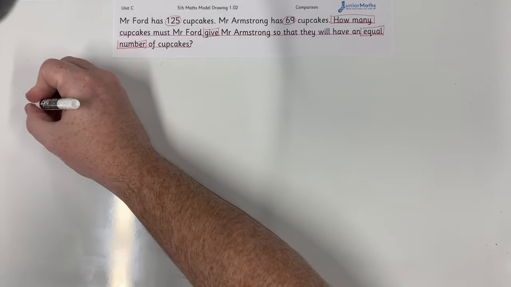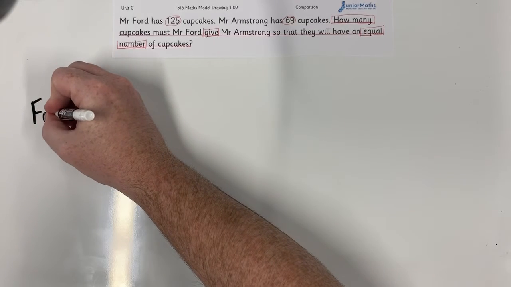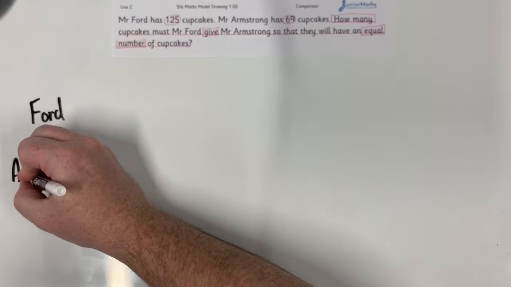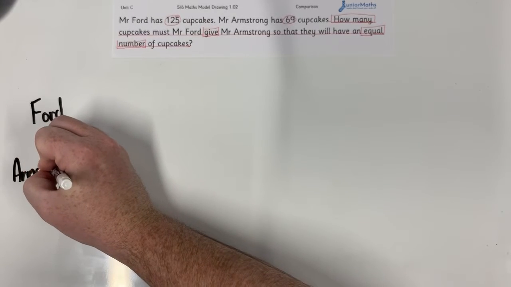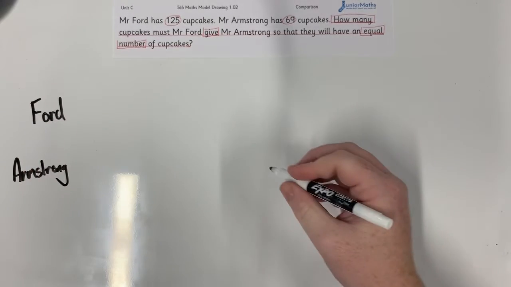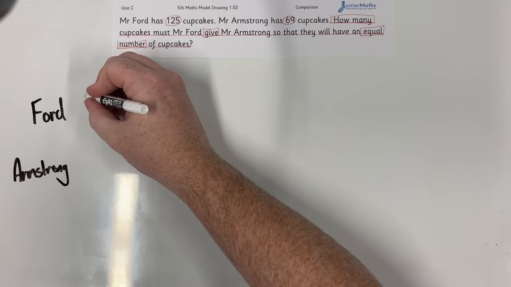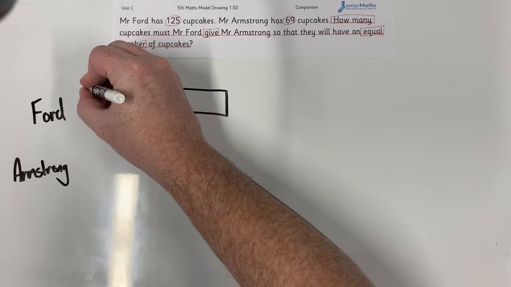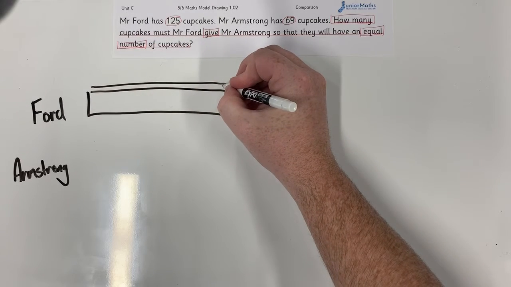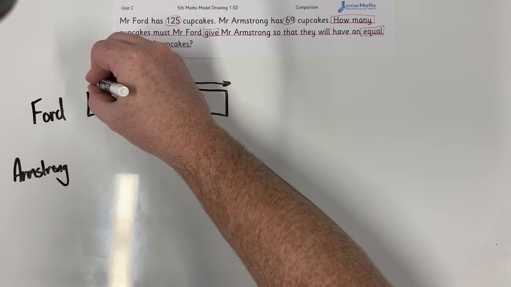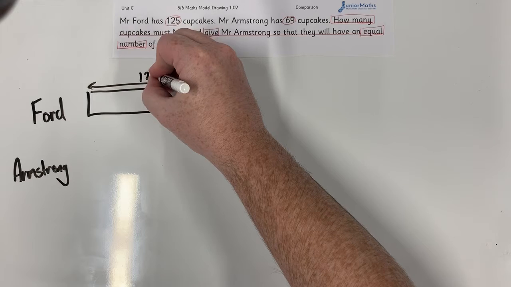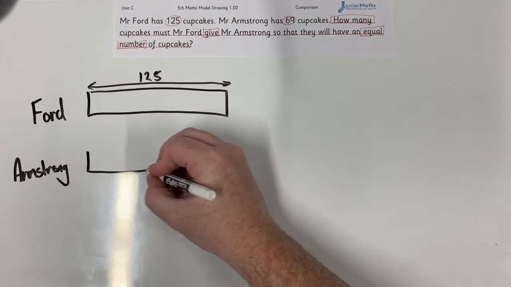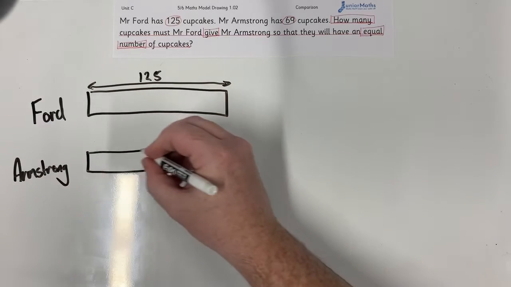So let's start with Ford, Armstrong. Alright, so Mr. Ford has 125 cupcakes. Mr. Armstrong had 69.